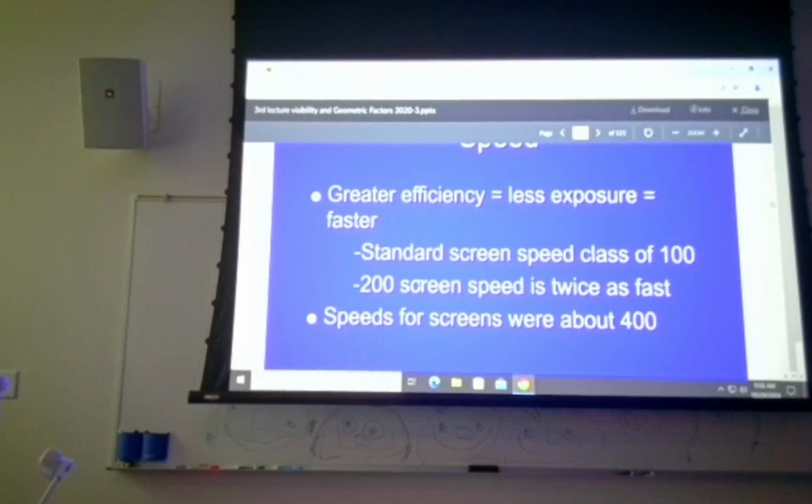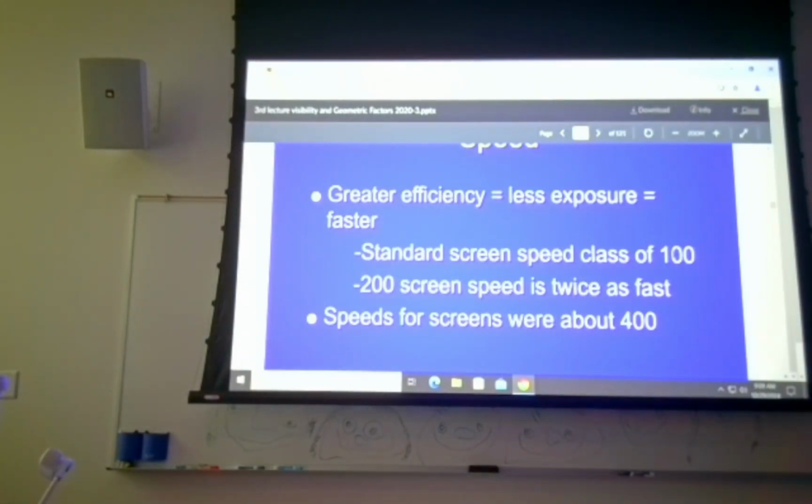A 200 speed system is twice as fast as a 100 speed system, meaning that a 100 speed system would need twice as much exposure as a 200 speed system, right? And the same thing happens with 200 to 400. With a 200 speed system, you would need twice as much as a 400 speed system. So going from a 400 speed system to a 100 speed system, what would you need?